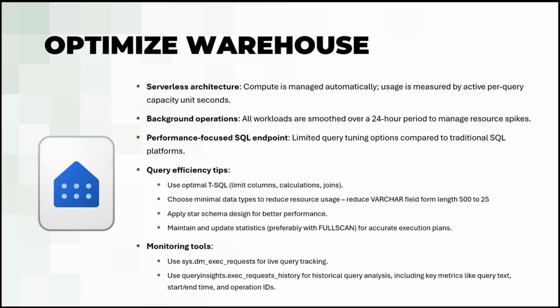The efficiency tips: you want to use optimal SQL, so they limit columns, calculation joins, minimizing the data types. So if you have a bar chart, limit the native performance to 25. So all of these things are basics that we know in data, they can be employed here. Apply the star schema for better performance and maintain updated statistics, preferably with a bulk scan for accurate execution plans. These are added automatically, but we can manually change those.